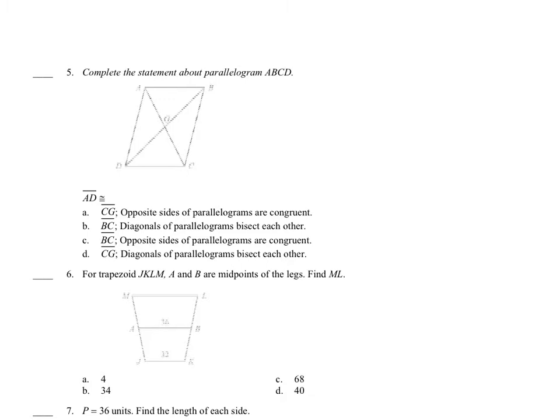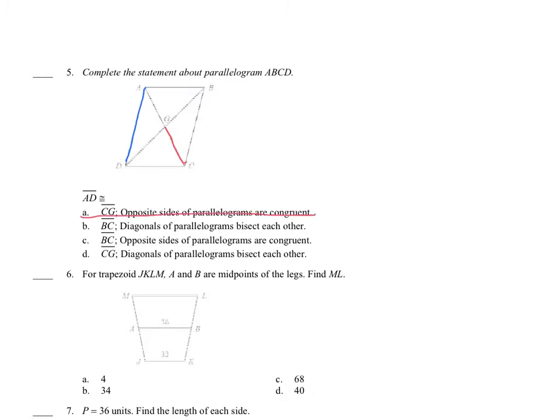All right, number 5. What is true about this? So it's a parallelogram. So if it's a parallelogram, let's look at segment AD. Opposite, would it be congruent to CG? Well, look at CG. CG doesn't make a whole lot of sense. It's this segment right here. First of all, they're not congruent, so that's out of the question.